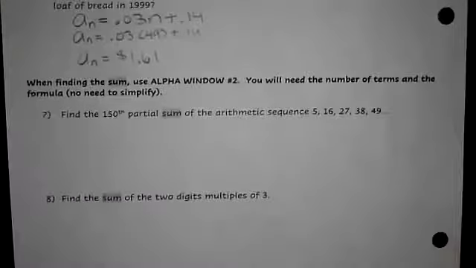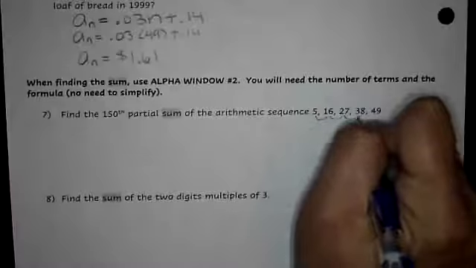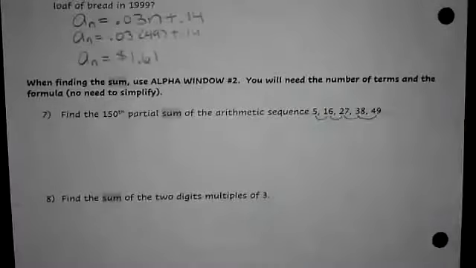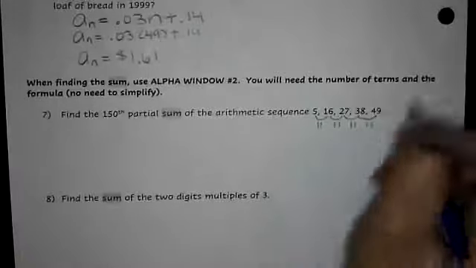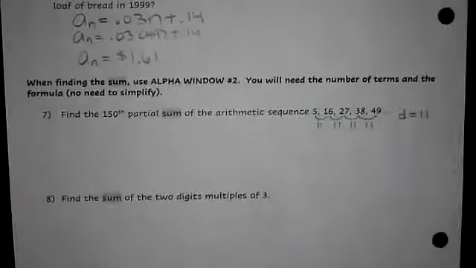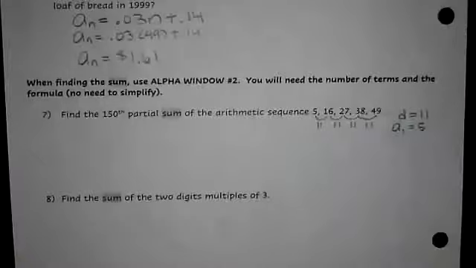When finding the sum, use alpha window number 2. You will need the number of terms and the formula. No need to simplify. So it says, find the 150th partial sum of the arithmetic sequence 5, 16, 27, 38, and 49. We need our differences because that's what we use to write the equation. So in this case, it is going up by 11 each time. So the D value is 11. My first term is equal to 5.